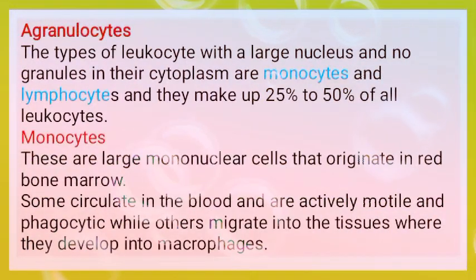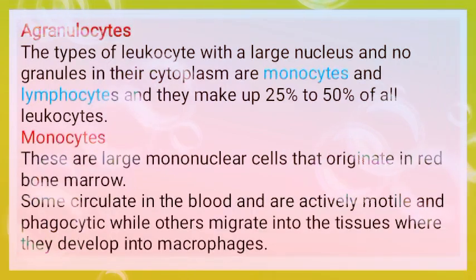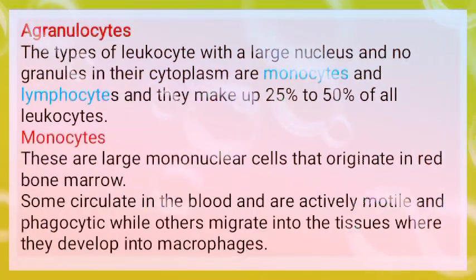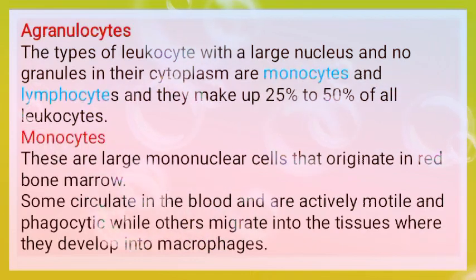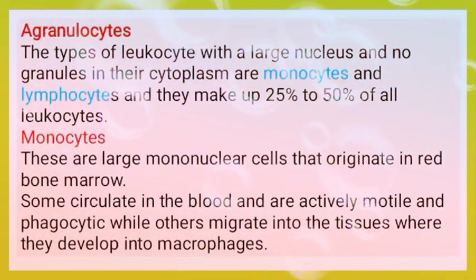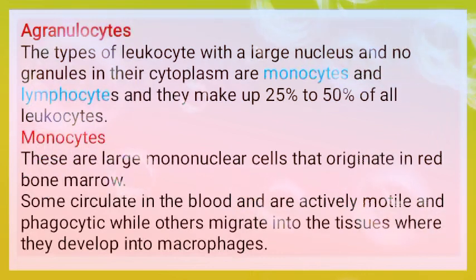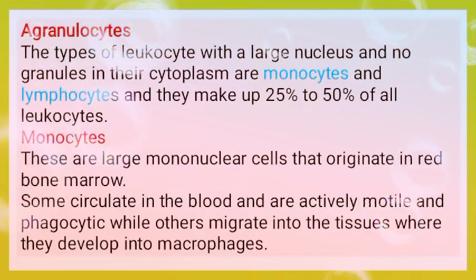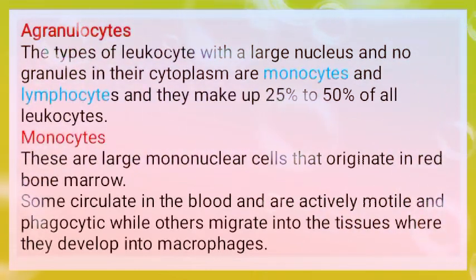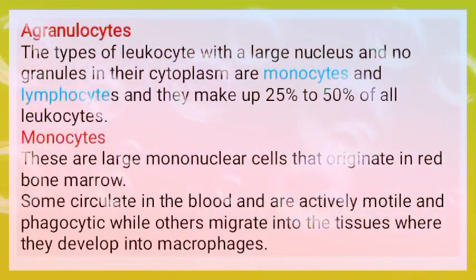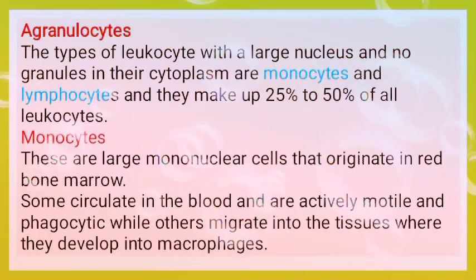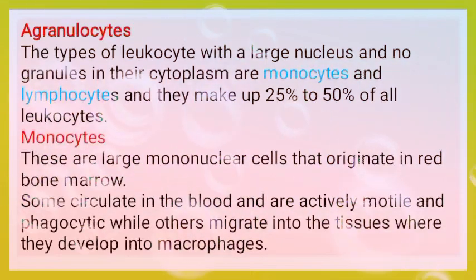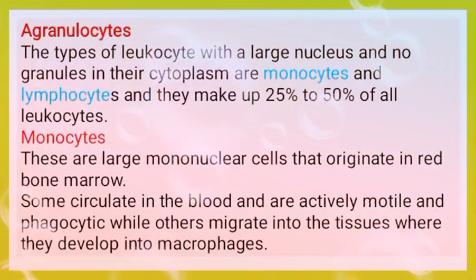Under the types of leukocytes, we said there are two types: granulocytes and agranulocytes. In this case, now we're talking about agranulocytes. So under agranulocytes, we've got two types, monocytes and lymphocytes. Actually, they are known to have a large nucleus and no granules, unlike those that we talked about in the previous types of leukocytes. And they make up about 25 to 50% of all leukocytes, and the other percentage is for those other cells that we have talked about. So firstly, there are monocytes and lymphocytes.